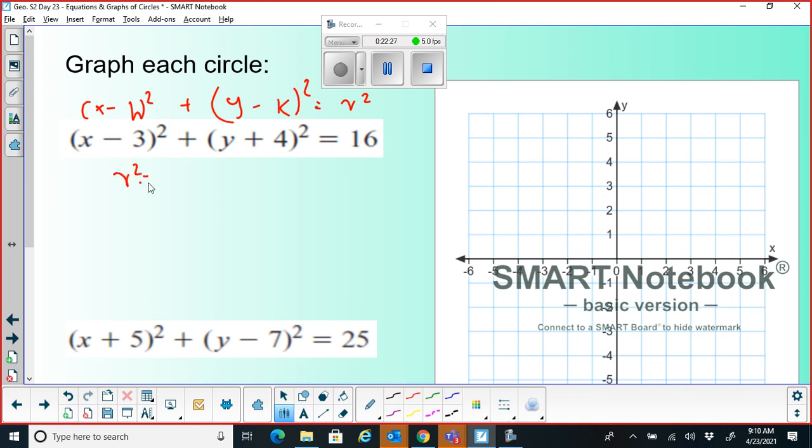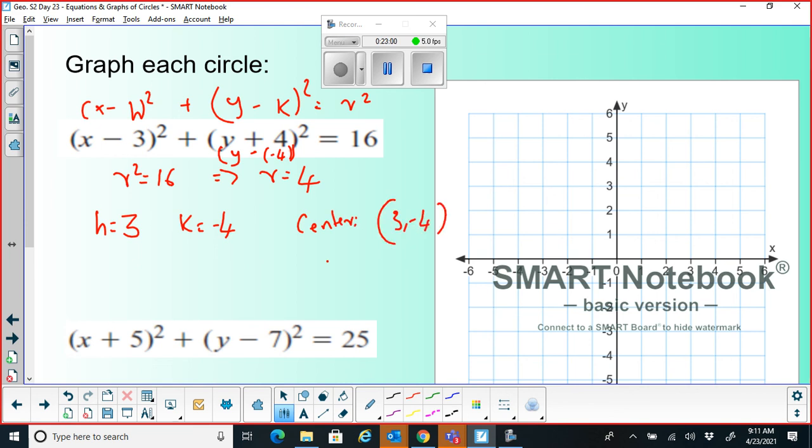So I'll have here radius square equals 16, which implies r equals 4. The radius is 4. And here I have h equals 3, and for k you have to write this in negative of negative 4 form because I need to know the value of k. So k is negative 4. The center is 3 comma negative 4, and the radius is 4.